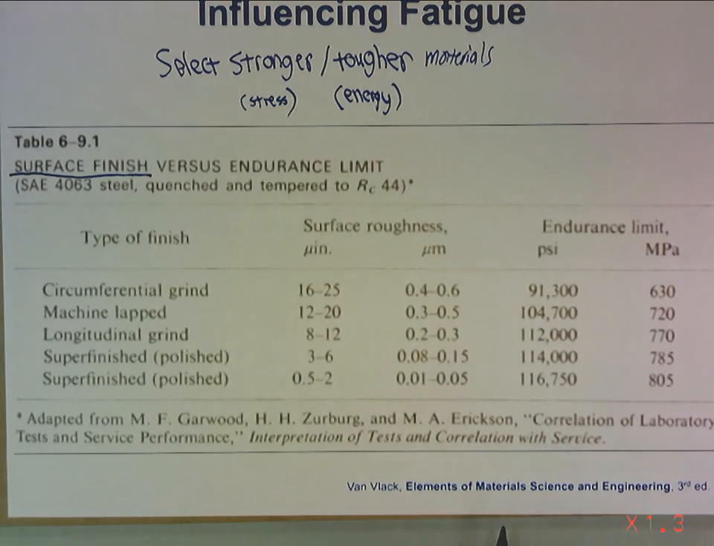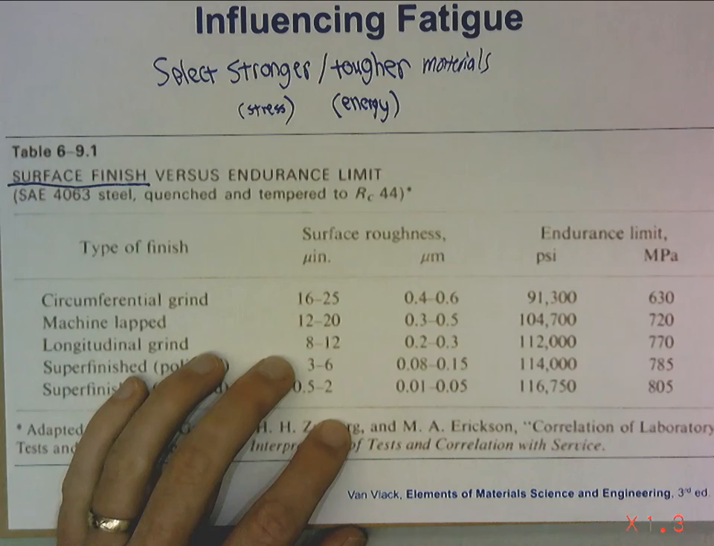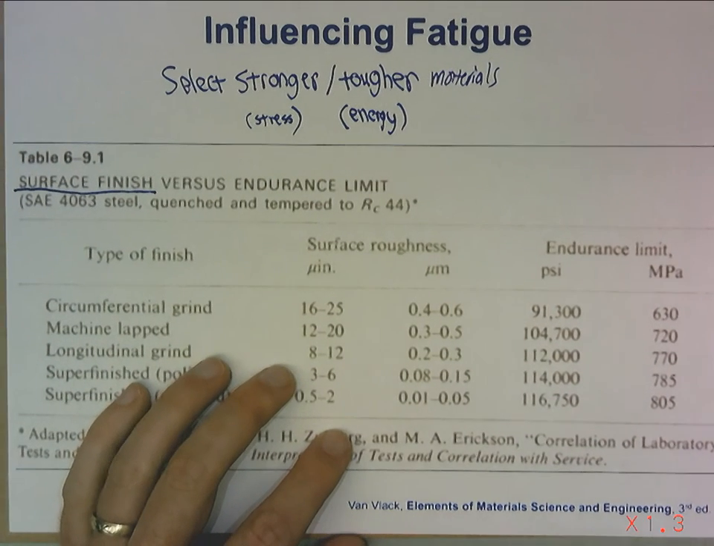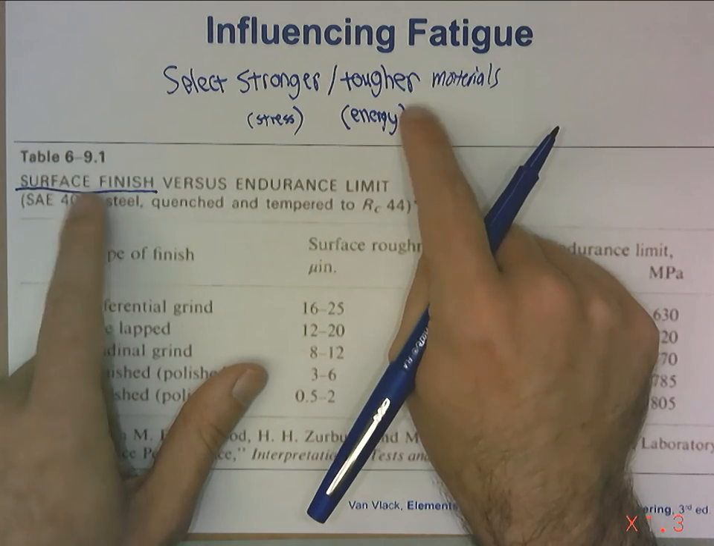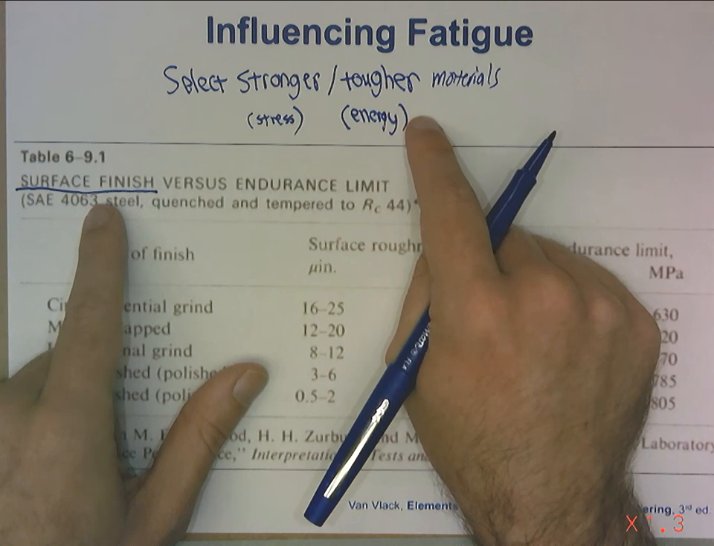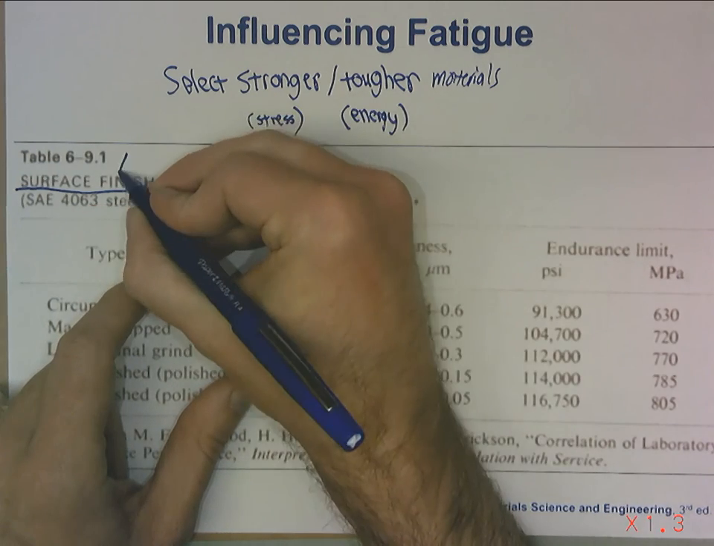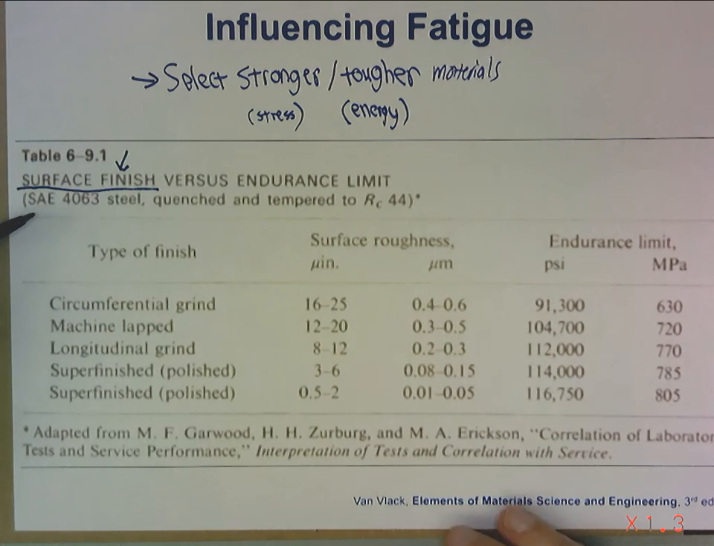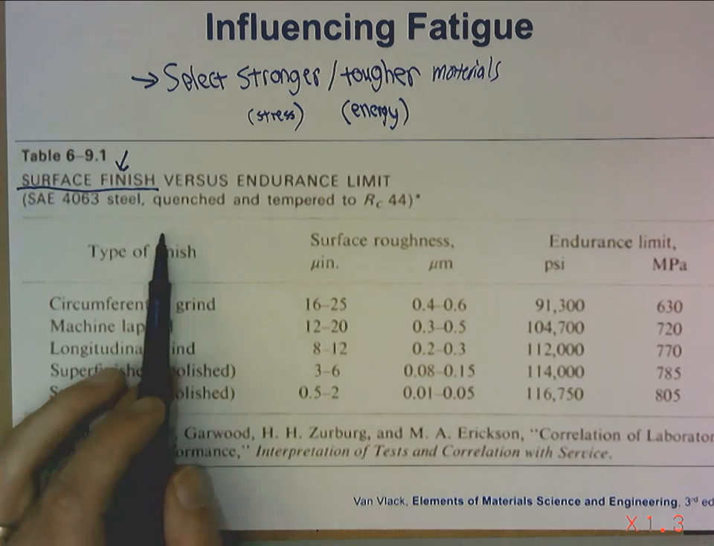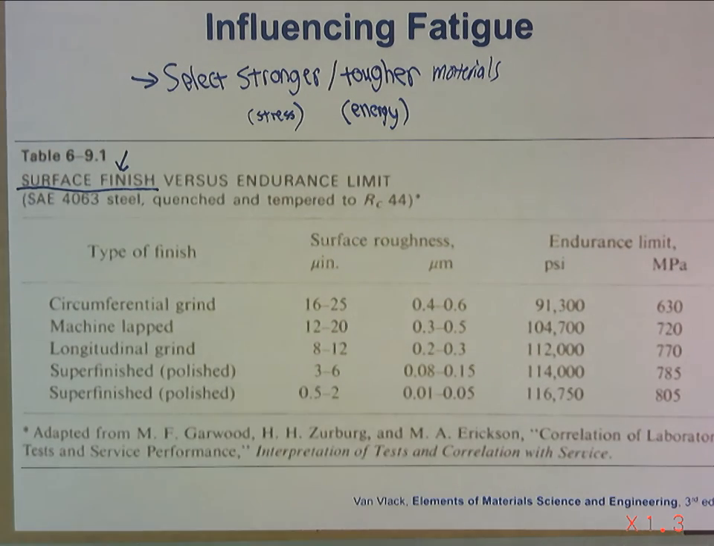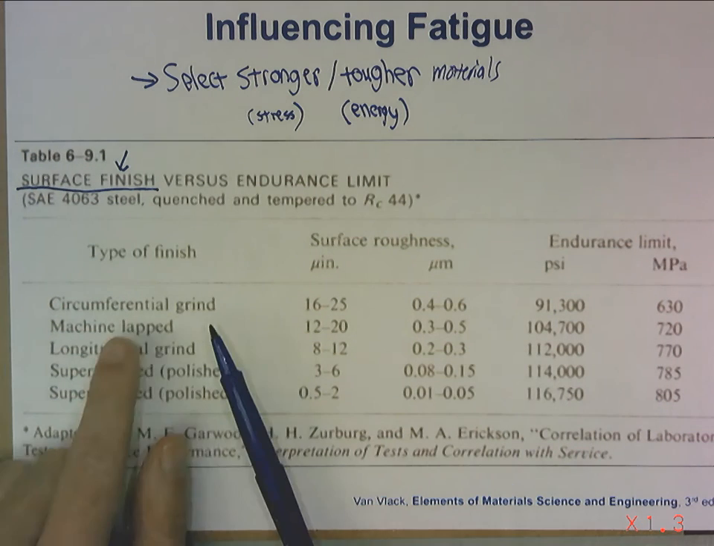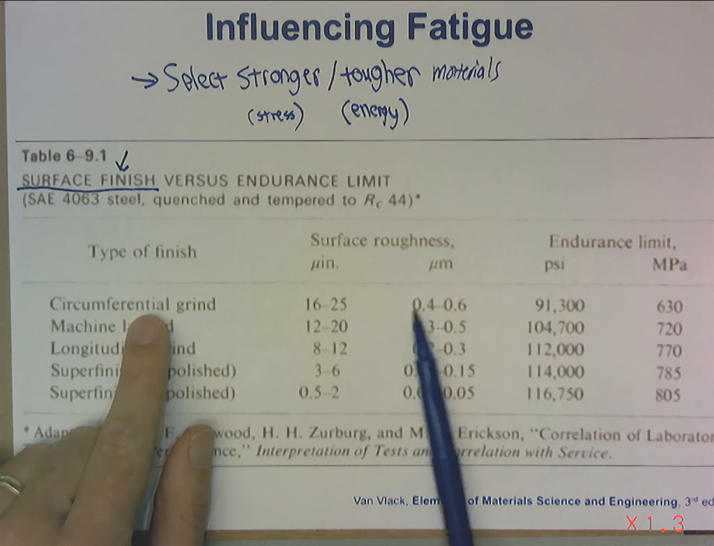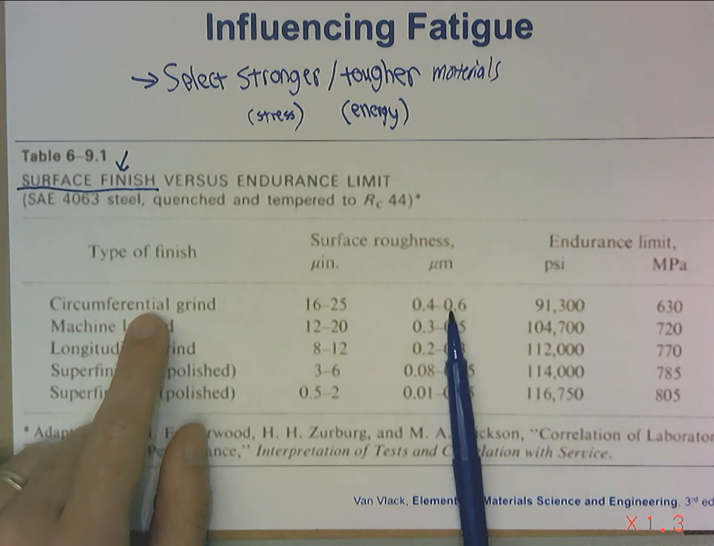So if we cannot design our part to simply be larger, if that's not effective, which a lot of times it's not, then here are our two primary ways of resisting fatigue failures. Polish the surface, select stronger, tougher materials. So looking at a 4063 quench and tempered steel to a Rockwell hardness of 44, giving just a plain grind, we give a surface roughness value.